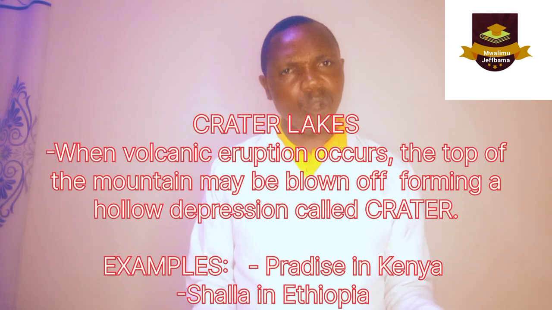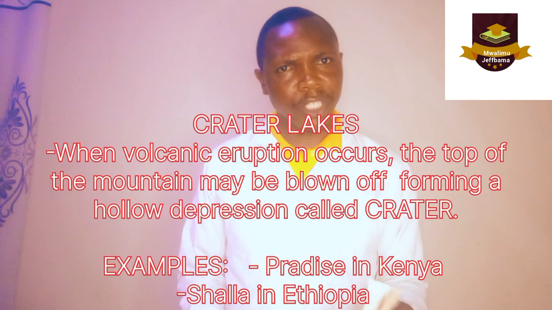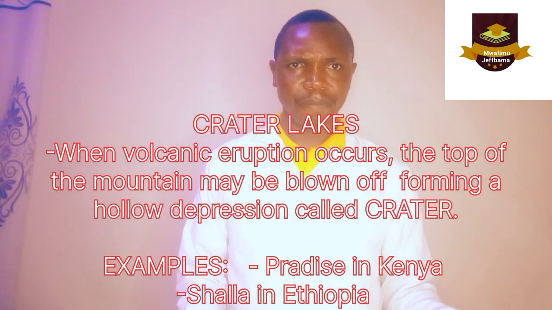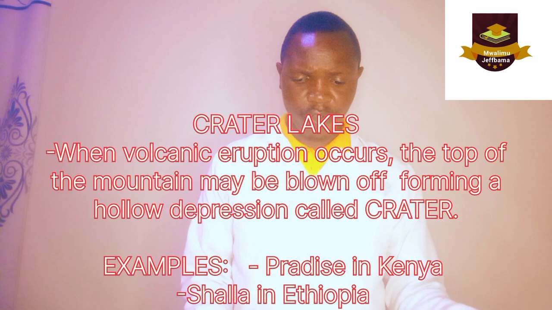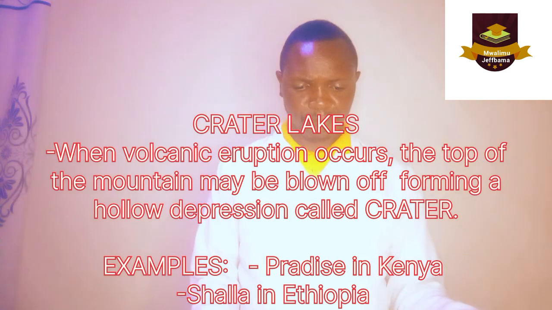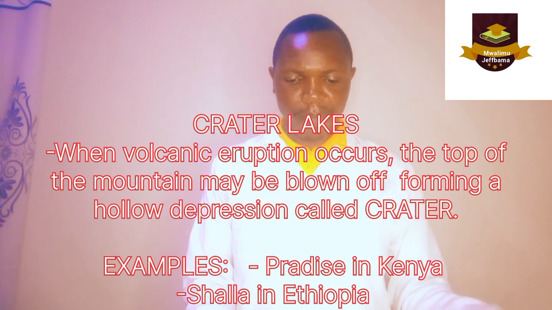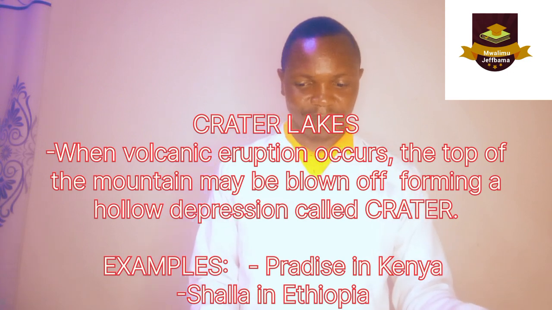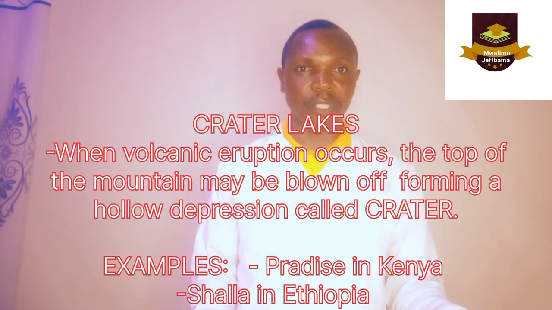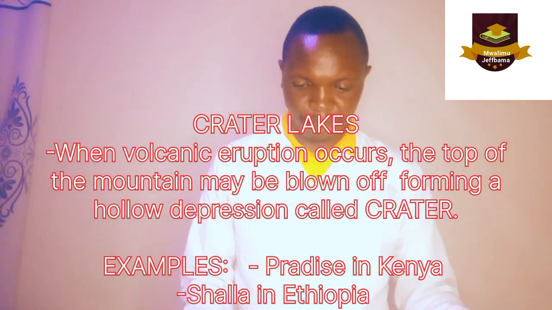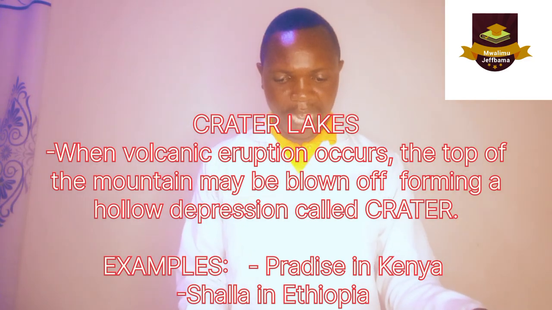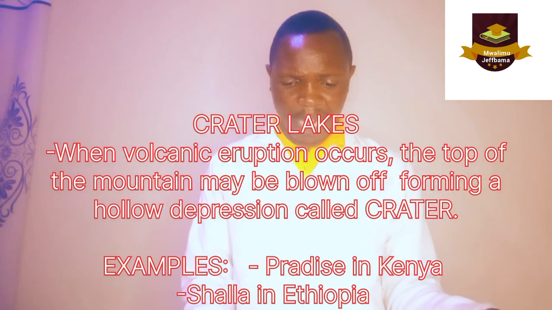We also have what we call crater lakes. How are crater lakes formed? We need to understand the process. Crater lakes, this is how they are formed. When volcanic eruption occurs, the top of the mountain may be blown off, forming a hollow depression. And this hollow depression that is formed is called a crater. Examples of crater lakes, we have Paradise in Kenya, we have Shala in Ethiopia. Those are two examples of crater lakes formed in this process.